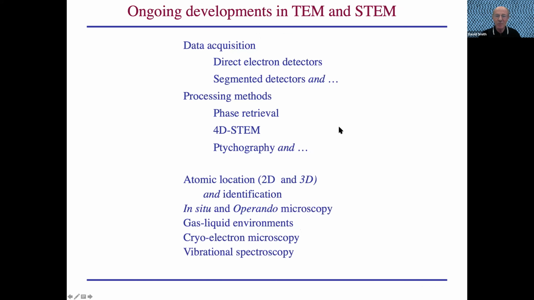So these days in TEM and STEM, lots of things going on. Data acquisition, we have direct electron detectors and segmented detectors, and we have various interesting processing methods. We can do phase retrieval, 4D STEM, we can do ptychography, we can locate atoms, we can do in situ gas and liquid environments, cryomicroscopy. These are all topics for future discussion.